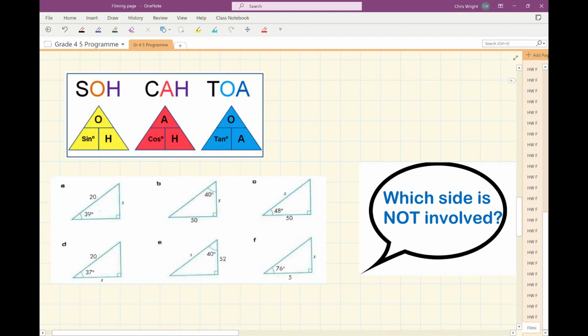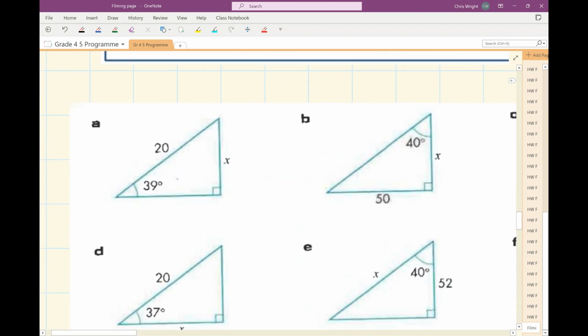Well, this is what we're going to do. We're going to ask ourselves, which of the sides is not involved in the question? And then we're going to choose between sine, cos or tan, because we're going to choose the one that doesn't involve that side. Let's have a look at question A here.